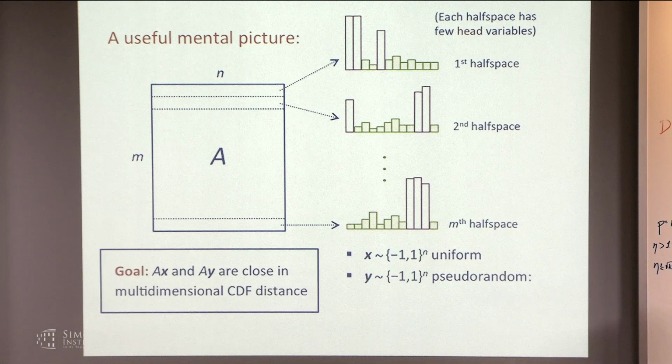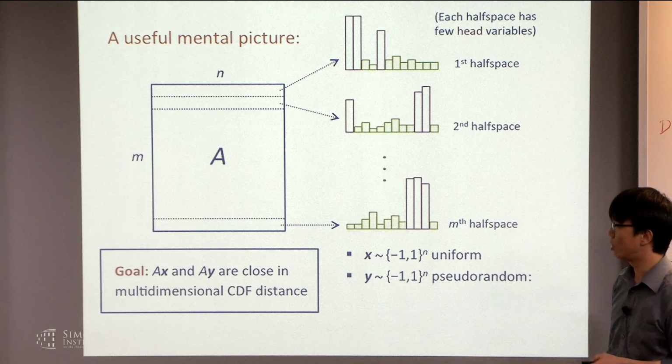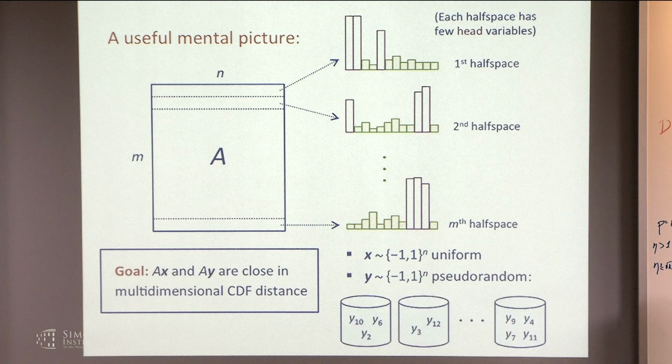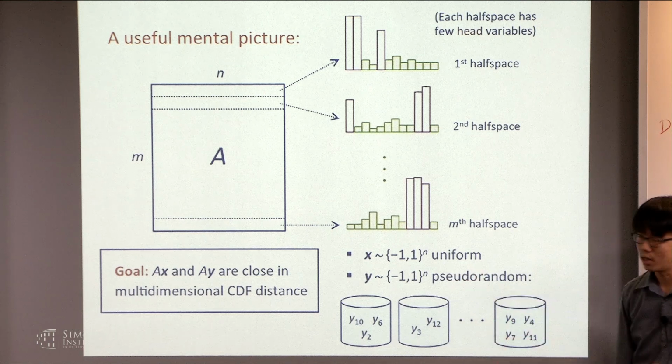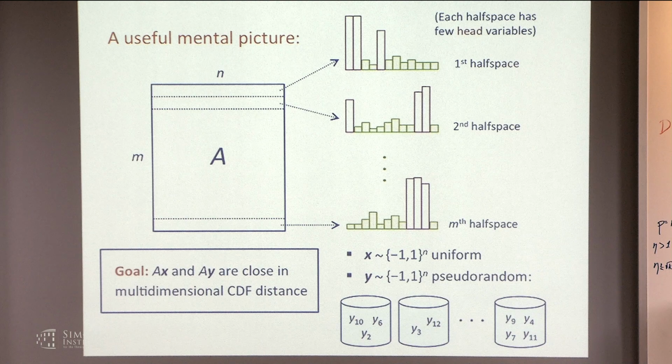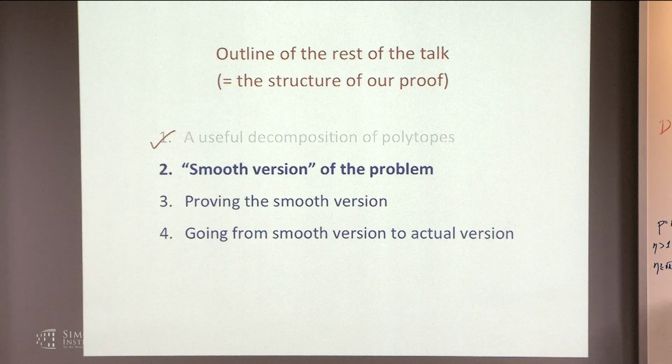And our goal is exactly to show that given any such matrix, any matrix, to cook up a pseudorandom Y such that AX and AY are close in CDF distance. And this mental picture will be useful for us. And what's our Y? It's again the Meka-Zuckerman, Haramaty-Kliven's Meka generator with different parameters. The key is to prove that under such pseudorandom distributions, we're still good. Okay, so that's the decomposition of polytopes.